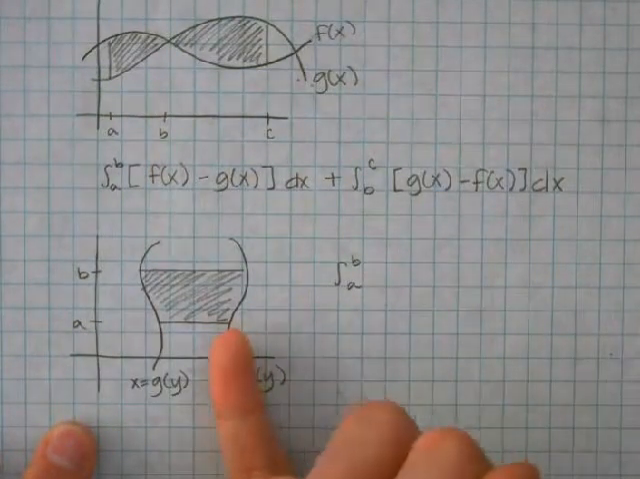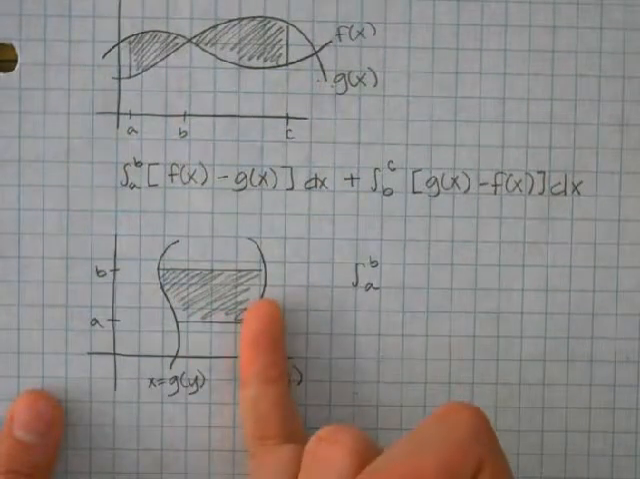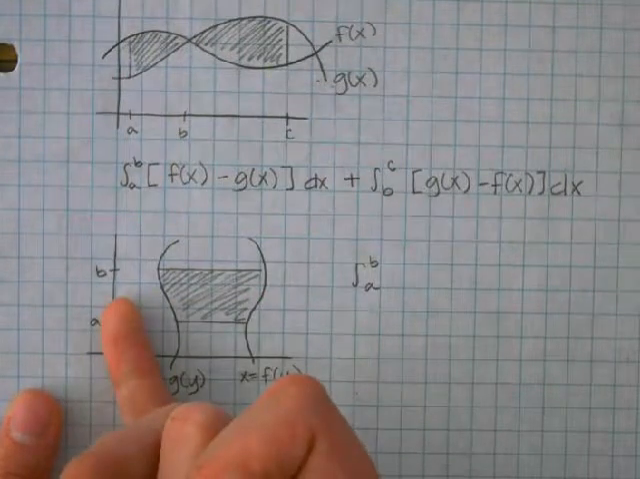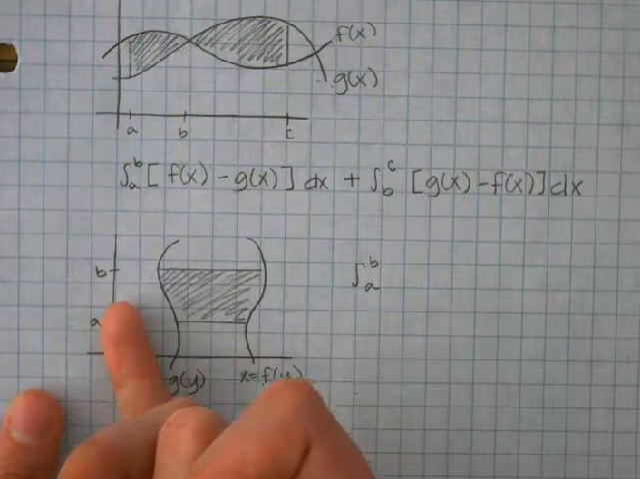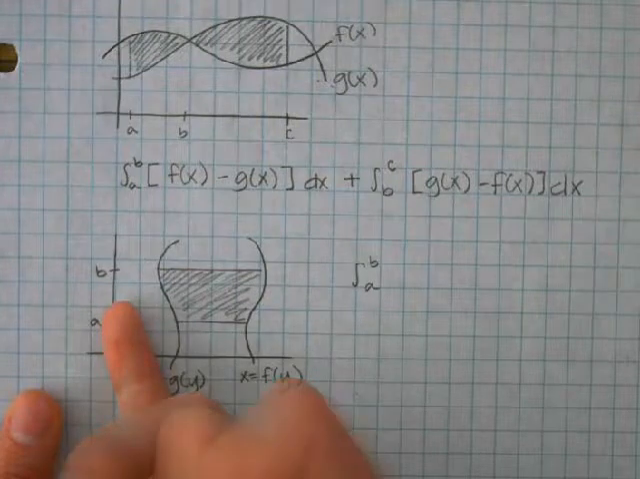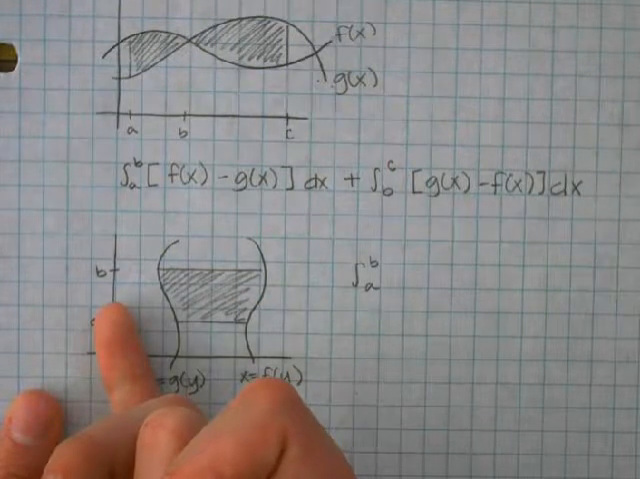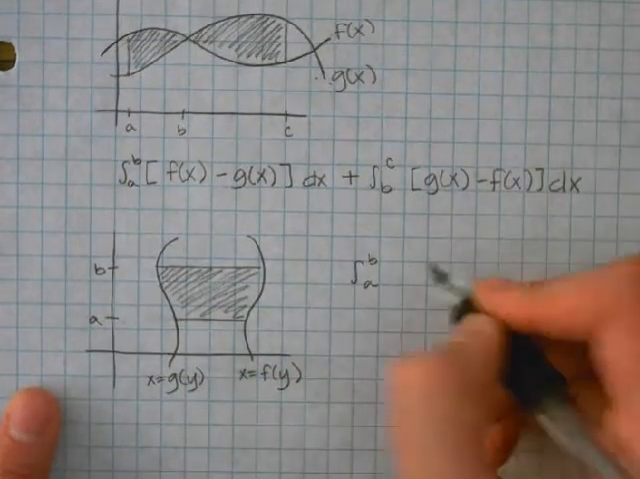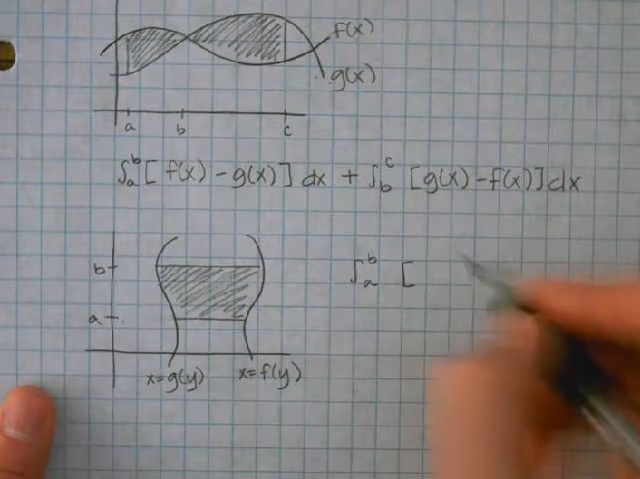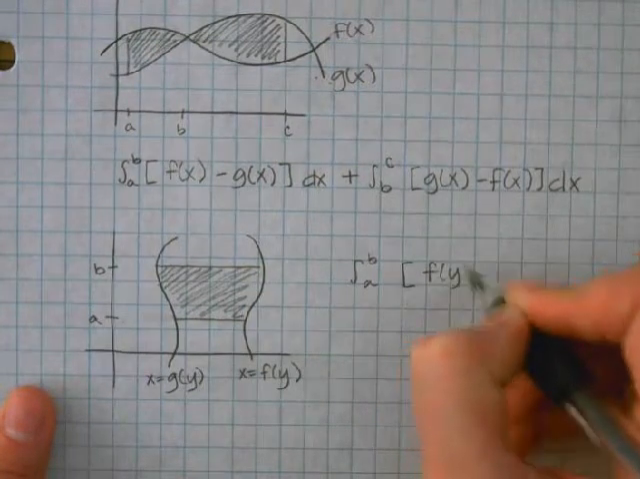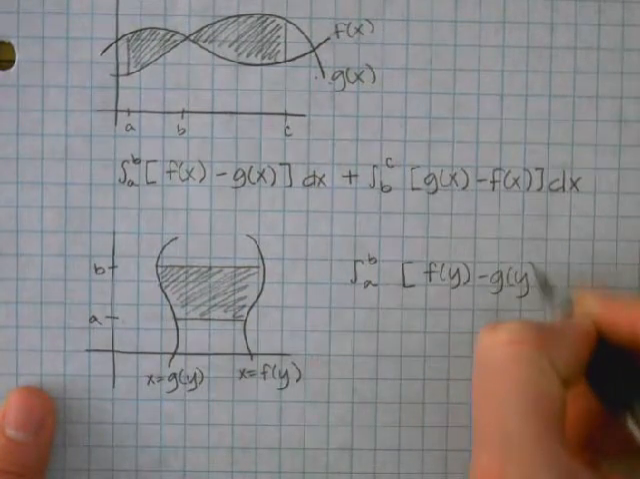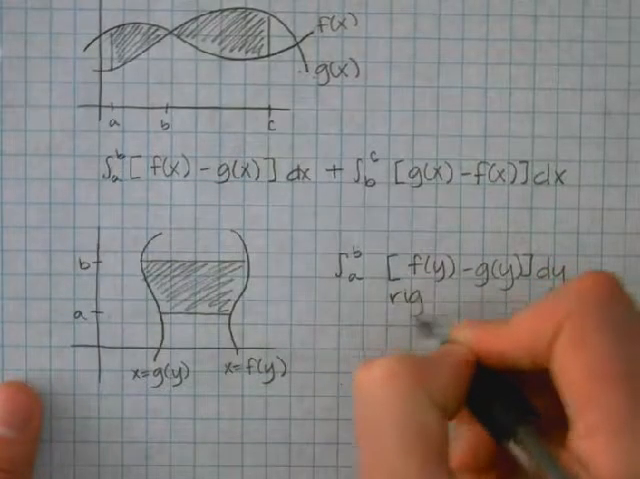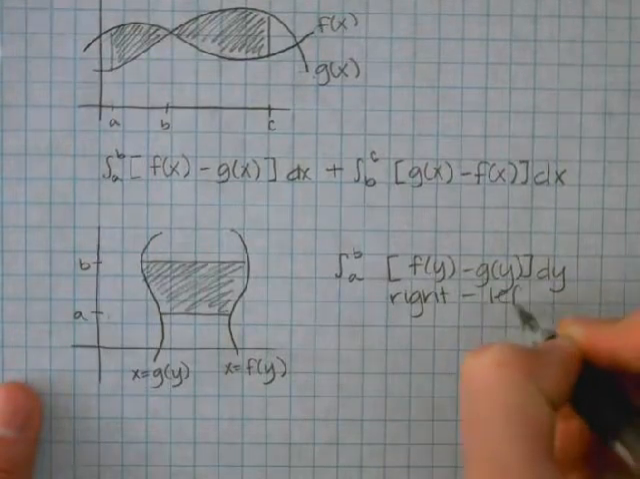And then our default is going to be taking the curve that's the most to the right and going straight towards the y-axis. So if you have just one curve, then you would be finding the area between the curve and the y-axis. So for this one, we're going to do right minus left. And so this is going to be f of y minus g of y dy. So right minus left.